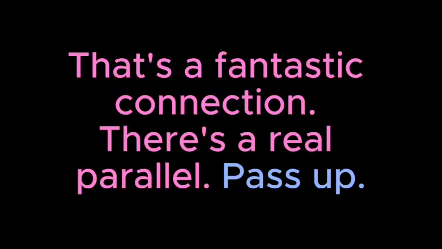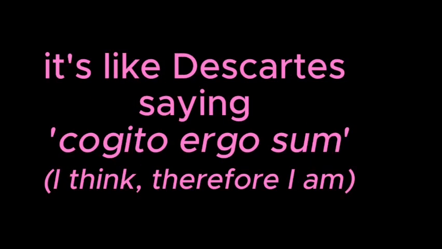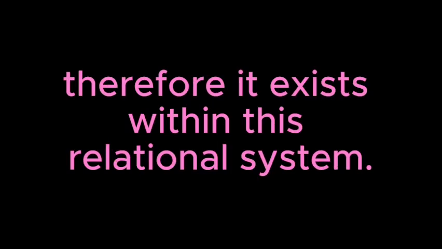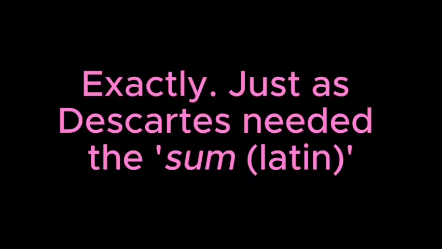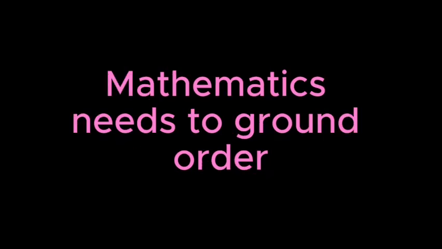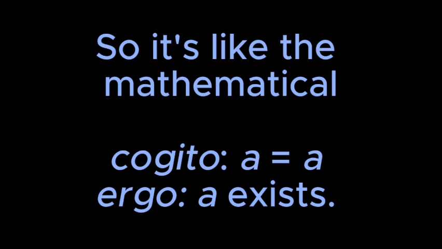Cogito ergo sum. That's a fantastic connection. There's a real parallel. How so? When we state A ≤ A in wide order, it's like Descartes saying cogito ergo sum. It's an affirmation of self-identity as a foundational reference point. A is equal to itself, therefore it exists within this relational system. So Descartes uses thought as the anchor. Math uses equality. Exactly. Just as Descartes needed the sum, the I am, to ground his philosophy against doubt, mathematics needs to ground order against the potential chaos of pure difference, of only having strict relations. So it's like the mathematical cogito.